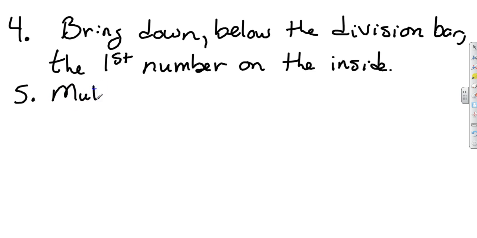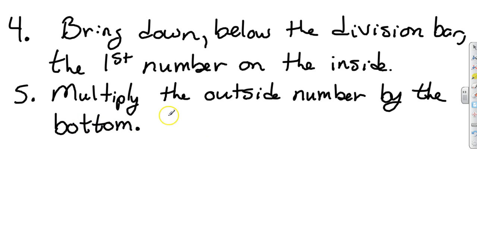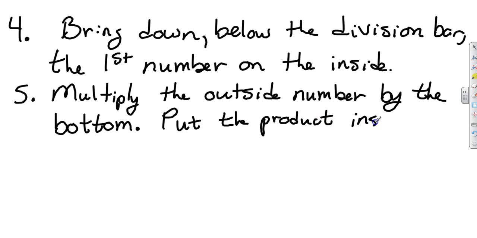Now you're going to multiply the outside number by the bottom number. And if you're doing multiplication, the answer to the multiplication problem is the product. We're going to put the product inside, underneath the next number.